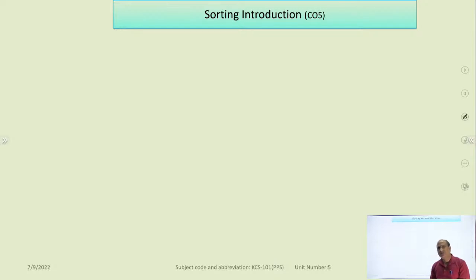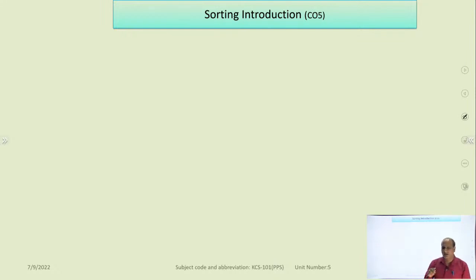Sorting means arranging elements either in ascending order or descending order. If we broadly categorize sorting, there are two types: the first one is internal sorting and the next one is external sorting.